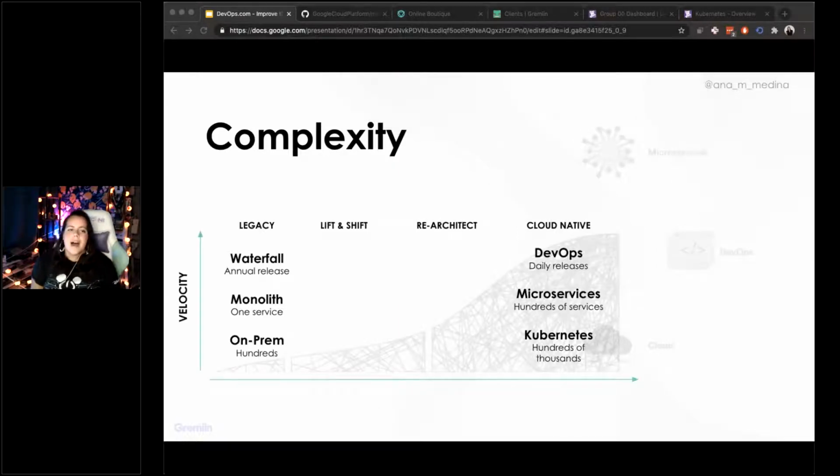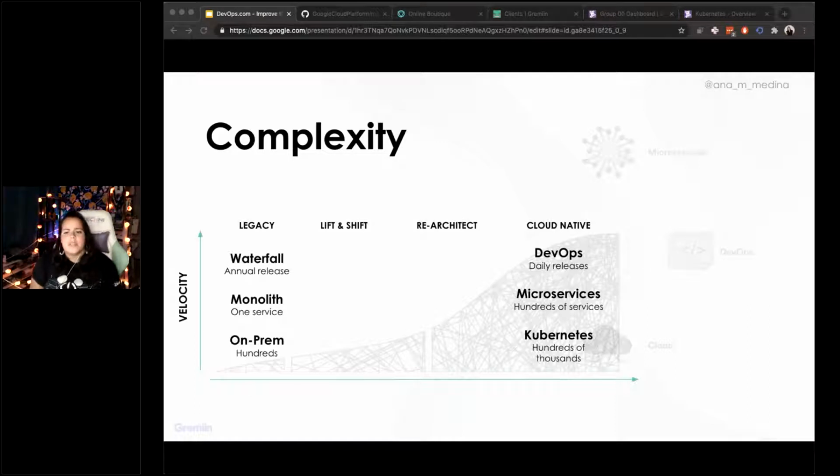When we look back in time, we look back at our legacy applications, and we used to just run our project management on waterfall. We just had one annual release, and we had just one entire code repo that maintained everything. And that was our monolith architecture, and everything worked. But also everything was just running on-prem. We just had only hundreds of resources to manage. This was all possibly just on physical data centers, private data centers and stuff.